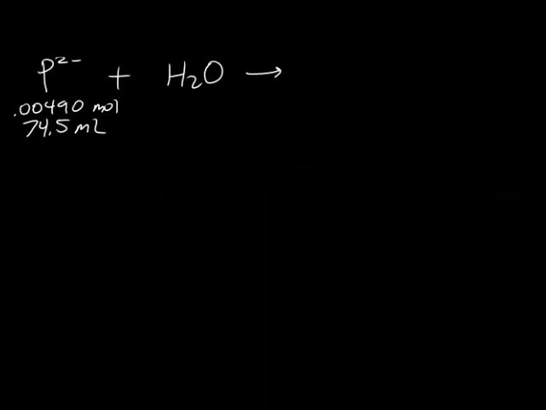Let's begin by writing P2- plus water. Let's figure out what this does before we go any further. We know P2- cannot be an acid, it must be a base, and if it acts as a base, it will give us HP- because it'll gain an H. That H has to come from water, so you'll lose an H from water and make OH-.